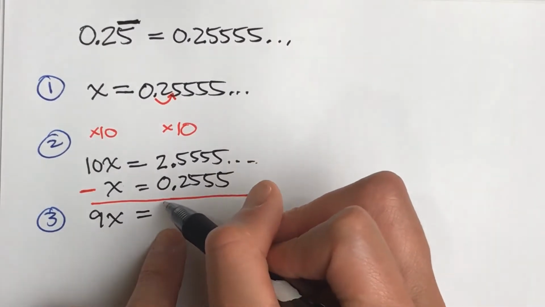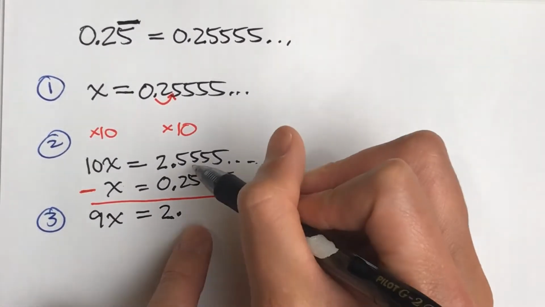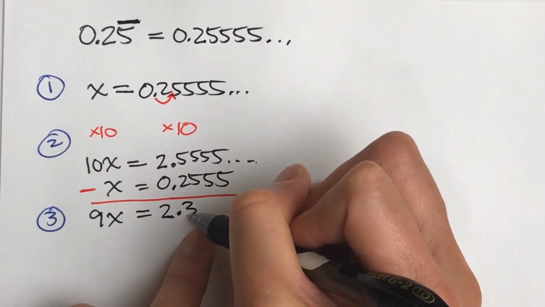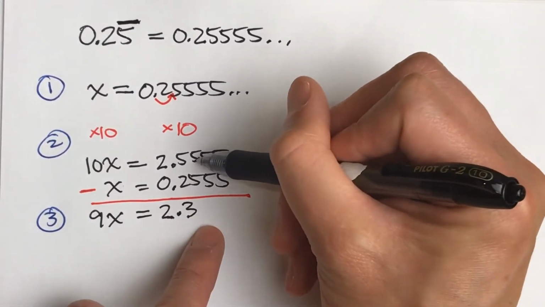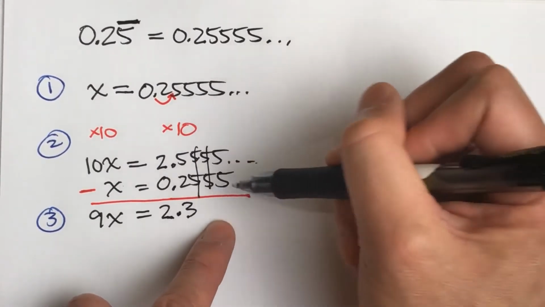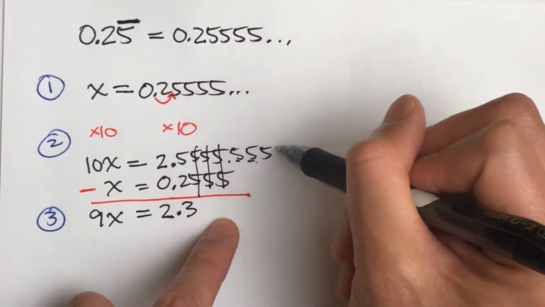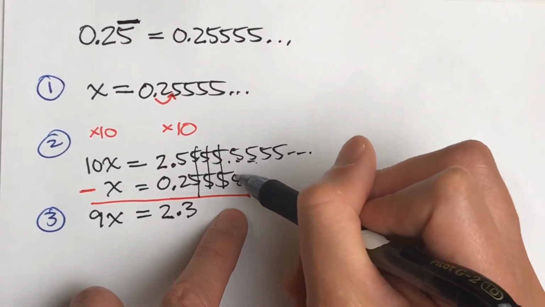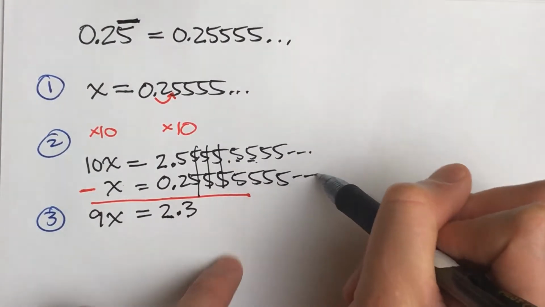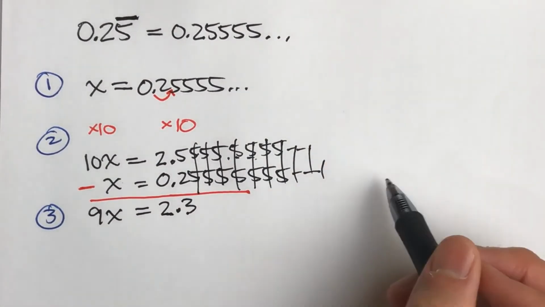Now watch what happens when we subtract right here. 2 minus 0 is 2. Drop down my decimal because it's lined up. 5 minus 2 is 3. And watch this. 5 minus 5 is 0. This 5 minus 5 is 0. This 5 minus 5 is 0. All the 5s that go on forever here, there's 5s that go on forever down here too. And they'll all subtract out to 0 forever.